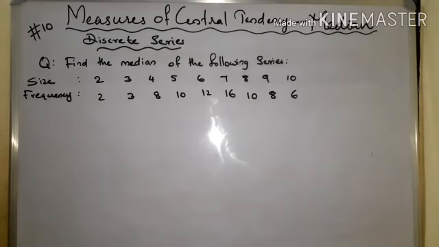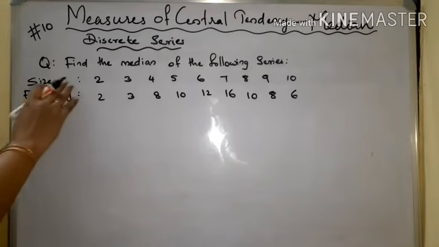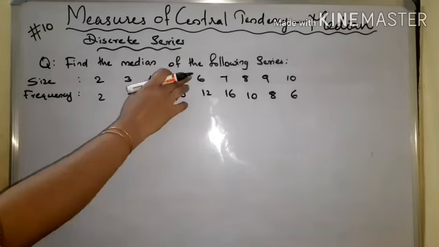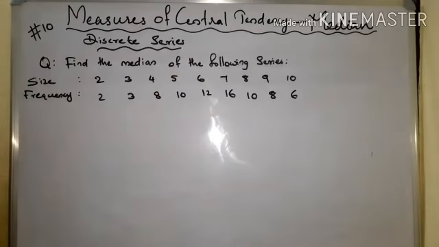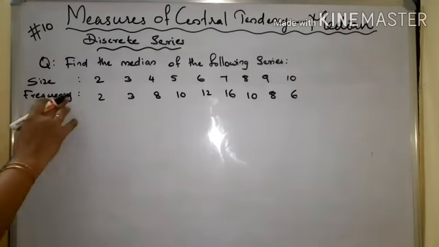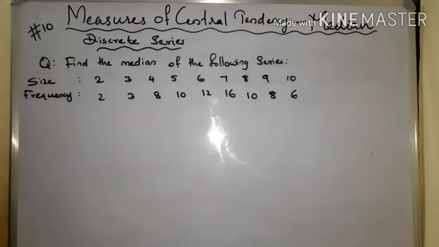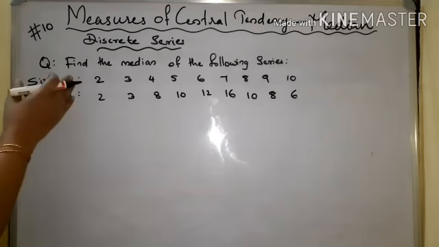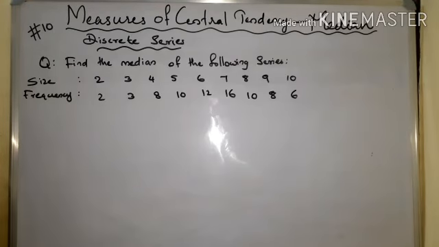So students, let's discuss this problem. Find the median of the following series. First column size, second column frequency. In this, the sizes are 2, 3, 4, 5, 6, 7, 8, 9 and 10. So these are the items or variables, and the corresponding frequency is this one. Our first step is arranging data into ascending or descending order. But in this case, the size is already in an arranged form.